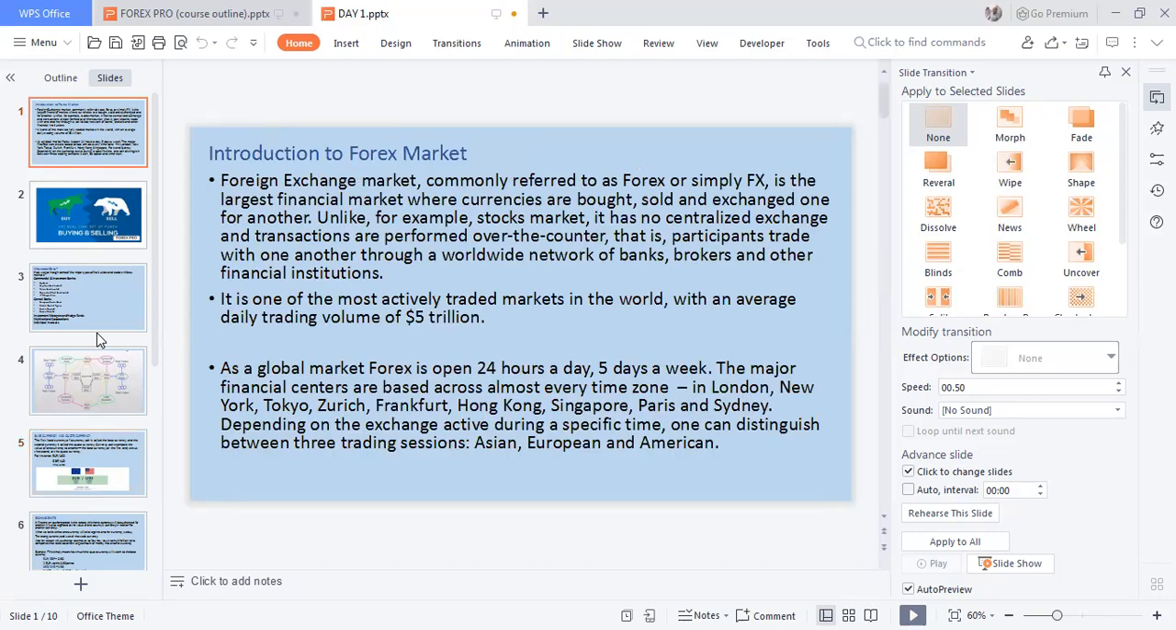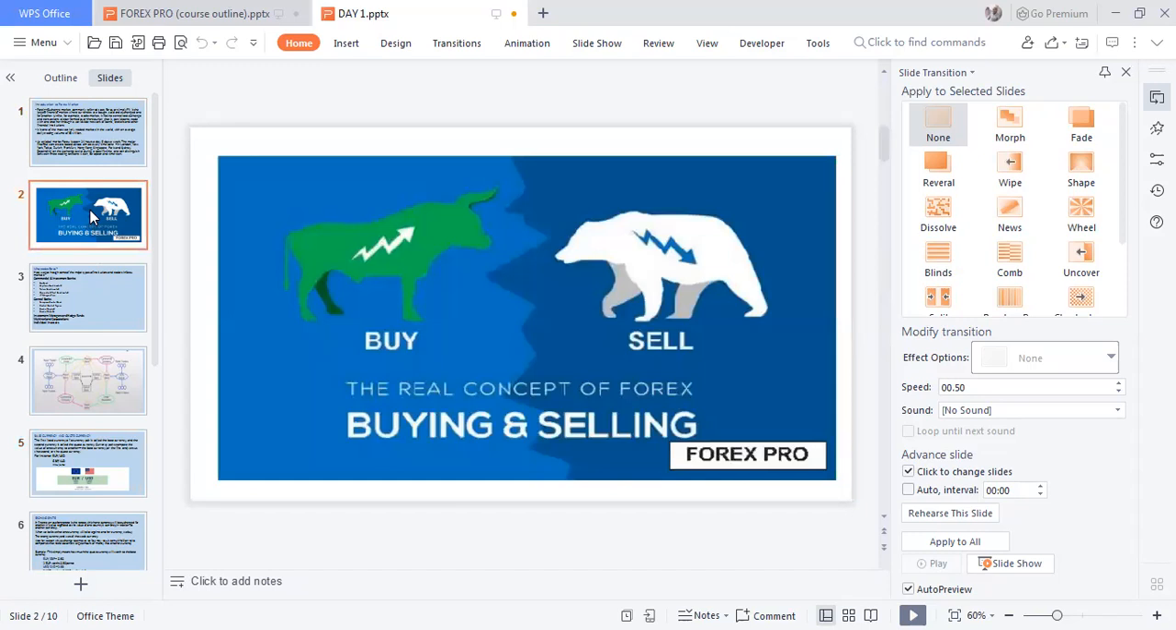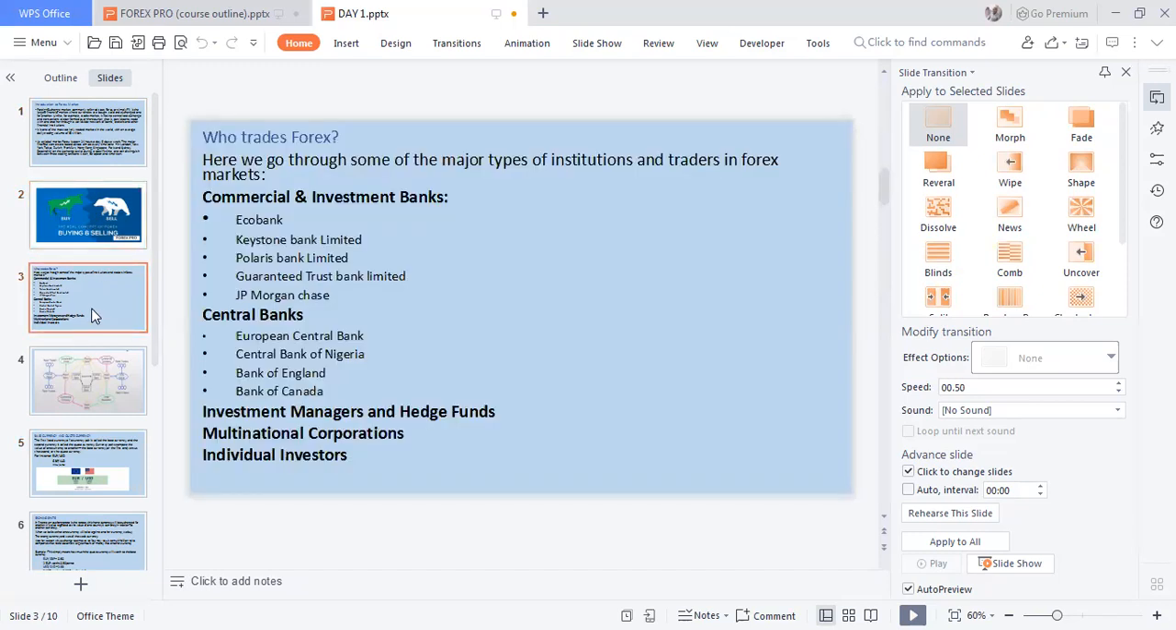Like I said previously, Forex is the largest financial market where currencies are bought, sold, and exchanged for one another. And I told you that it is traded 24/5. I showed you some pairs. Then later, I talked about buying and selling in the Forex market. The green is for the bull, and the white is for the bear. I went on to talk about the banks that are trading Forex.